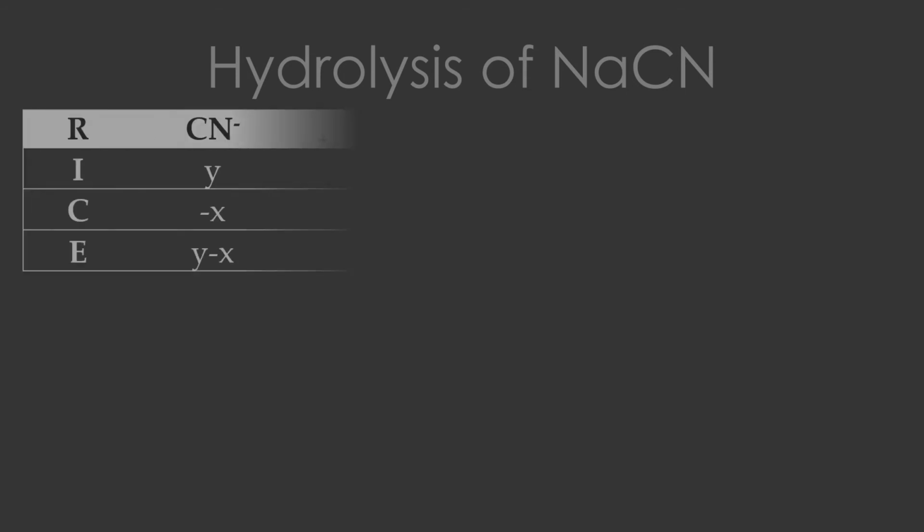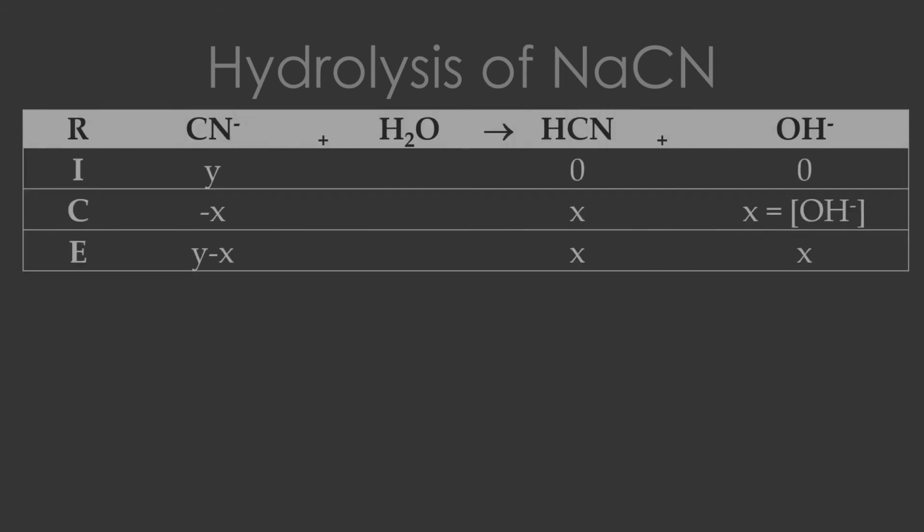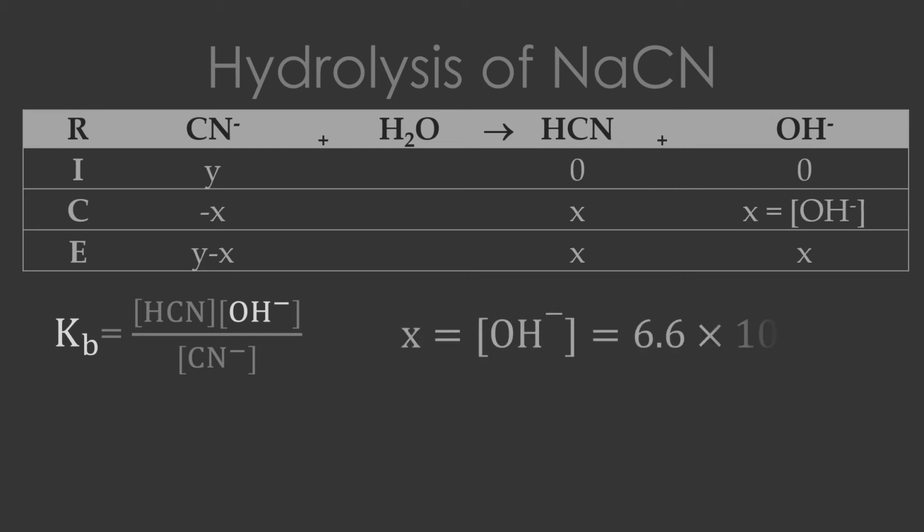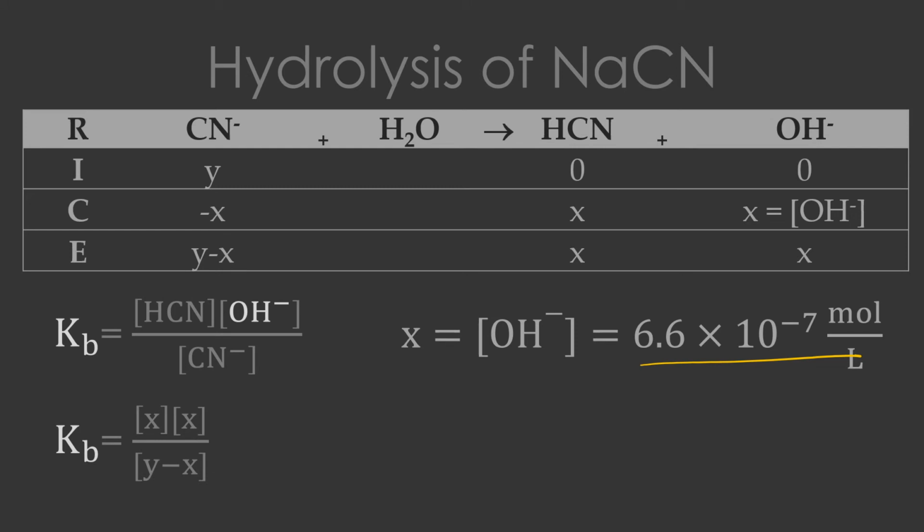Hydrolysis of NaCN. Again, we already know the ICE table that we generated earlier. We're going to write the equilibrium constant expression. Kb is equal to HCN times OH minus divided by CN minus. X represents the concentration of the hydroxide ions, which we already calculated here. If you substitute those values, you should get the final answer, Y.